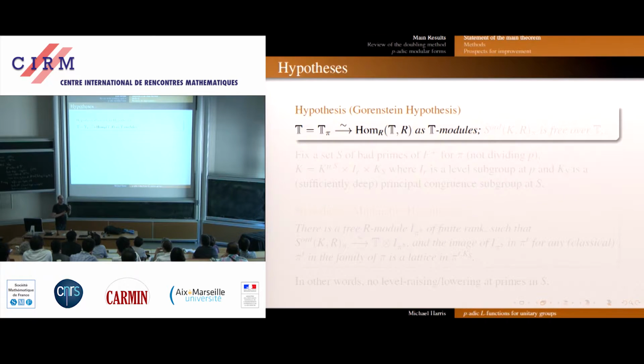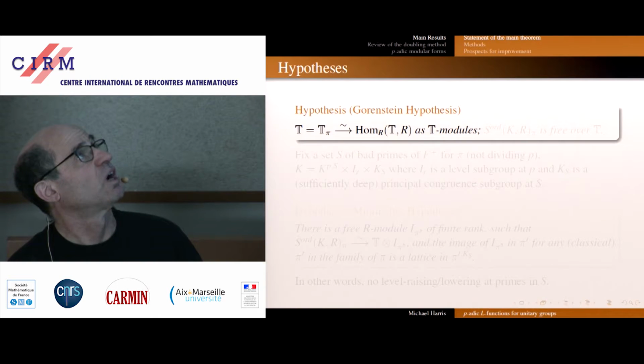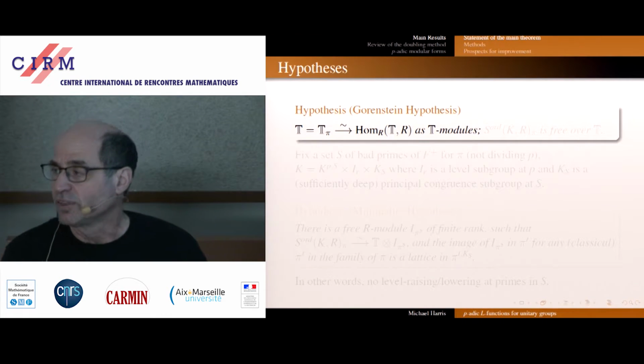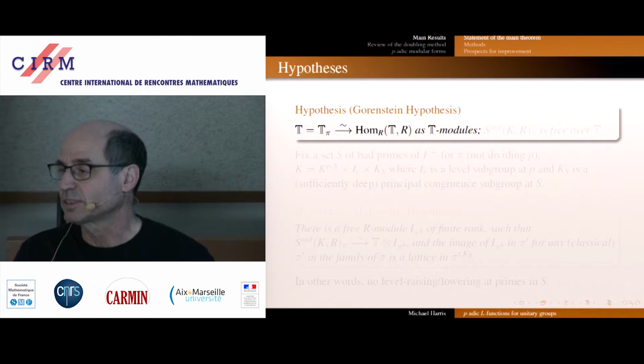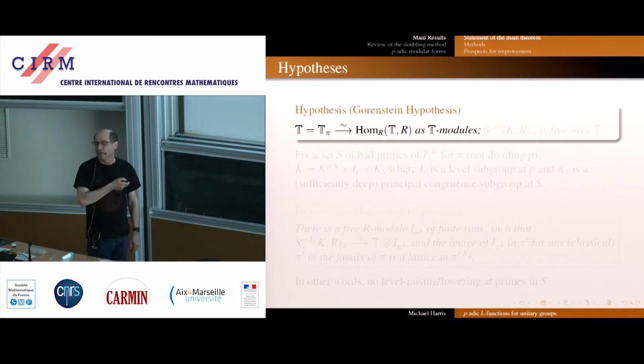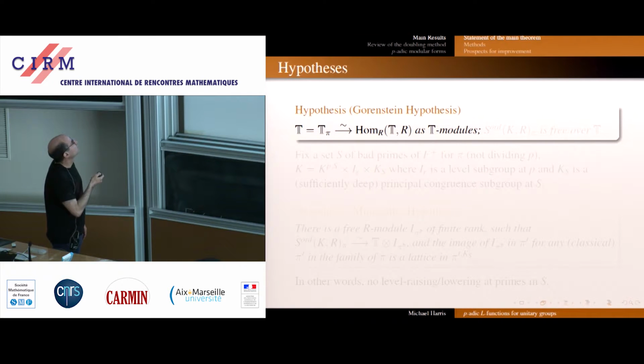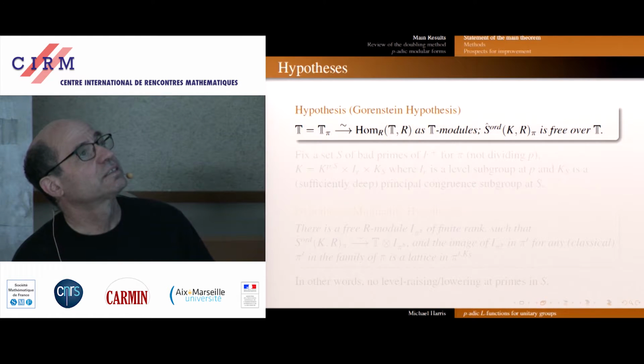One could dispense with these hypotheses and get a weaker theorem, but the theorem is more appealing if you make hypotheses. So first you assume that T is Gorenstein in the specific sense that it's isomorphic to its R dual as a T module. This is the kind of thing that comes out of the Taylor-Wiles method. It was proved in this form in some other cases by Pilloni, and it's essentially in one of my papers. And then this is free over T.